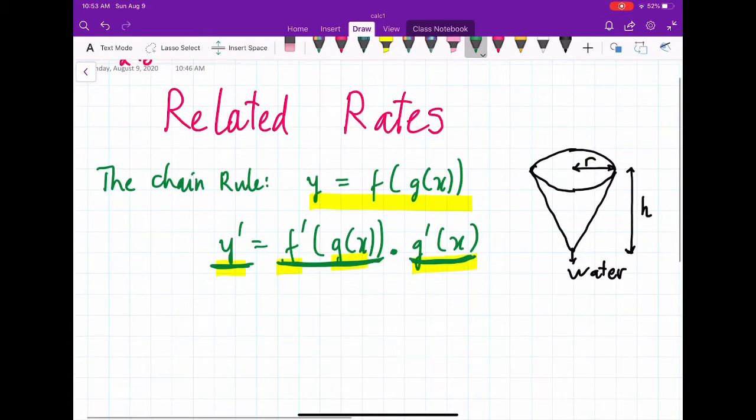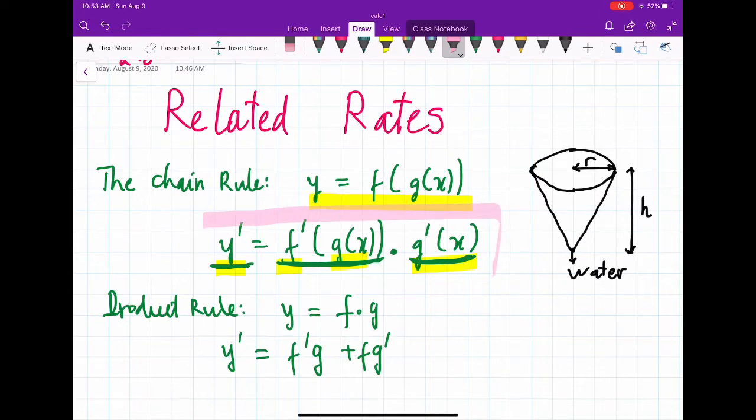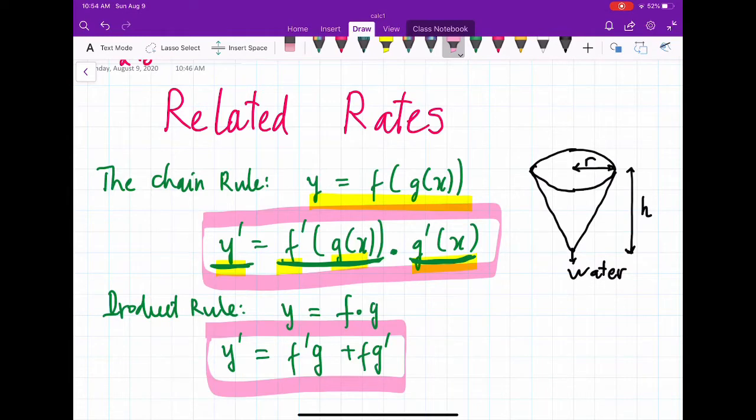And if you look at the product rule, you have y equal to f times g. You see, you have y prime is f prime g plus f g prime. So both formulas right here give you some relation between the rate of change of the function y, depending on the rate of change of functions f and g. Is it correct?